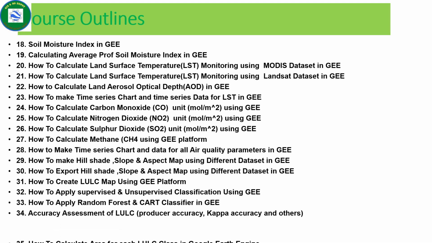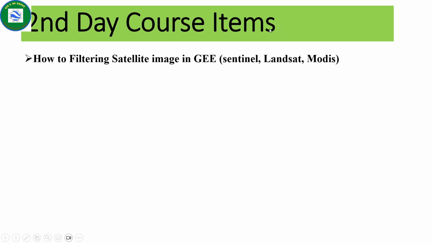Now I am going to our second day's course items. The first item is how to filter satellite images. How you can easily filter any satellite images from the Google Earth Engine public data catalog. Suppose any satellite data set, suppose Sentinel, Landsat, or MODIS satellite data set, or anything. How you can easily filter.